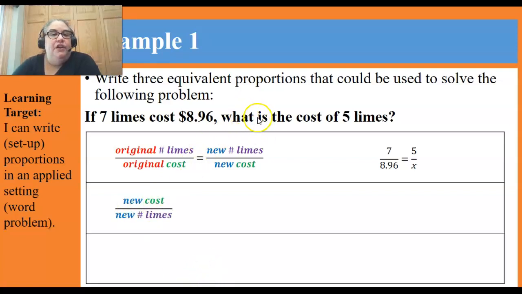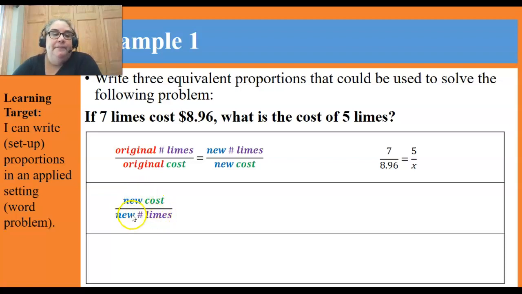Because I want to know what the cost is, that's going to be in the numerator for me, because that's the first thing that I see. What's the question that I'm asking? I want that to be top front, new cost. And in my new situation, I want to know what's the new cost related to the new number of limes.